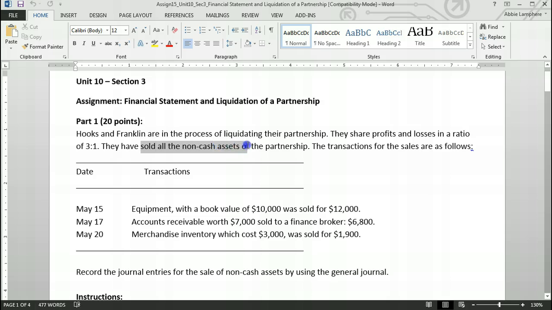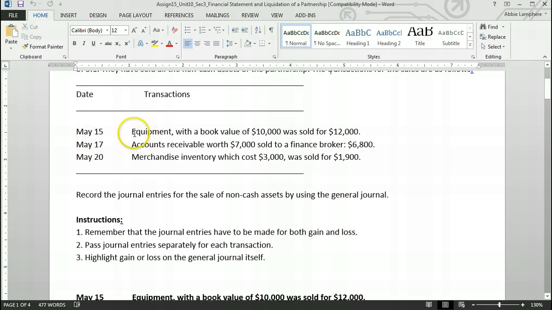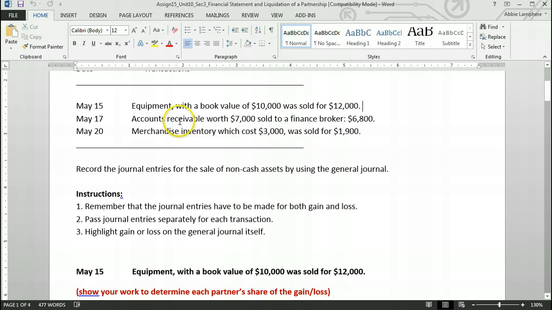They have sold all the non-cash assets of the partnership. The transactions for the sales are as follows. On May 15th, they sold their equipment with a book value of $10,000 for $12,000. That should tell you right away that they got a $2,000 gain there.